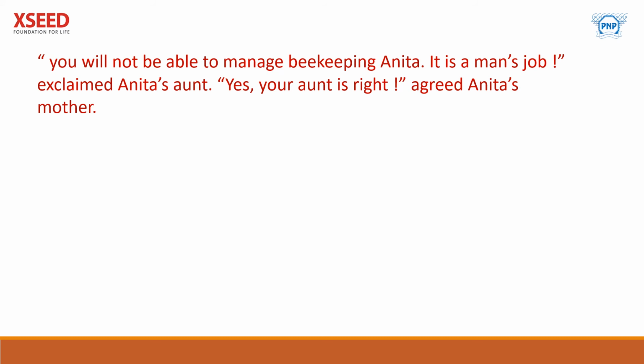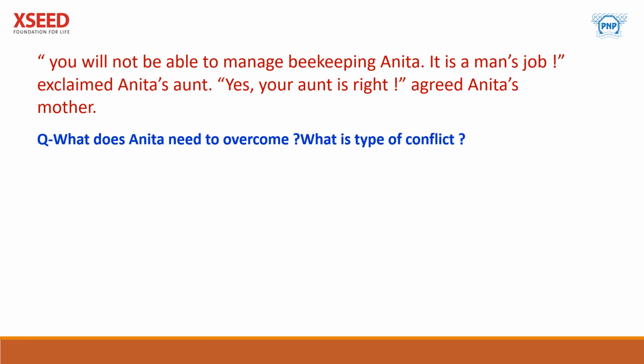Okay, so you have seen this dialogue already in the lesson Anita the Beekeeper. We have already seen. So, what does Anita need to overcome? What is the type of conflict? What is this type of conflict called? Can you just see? Here on one side Anita is the character, and on the other side there are other women.